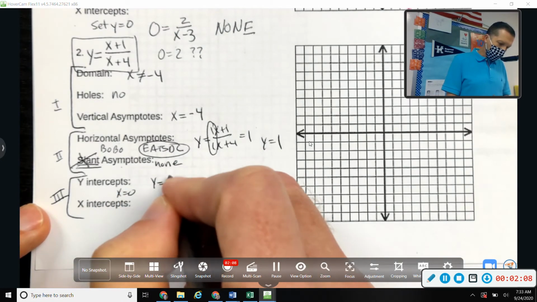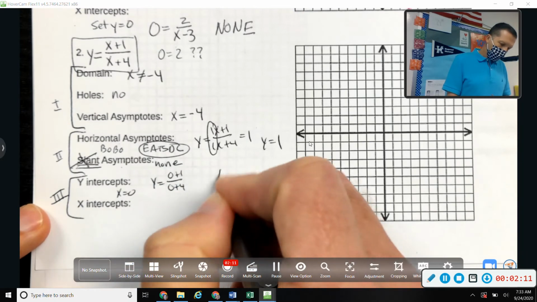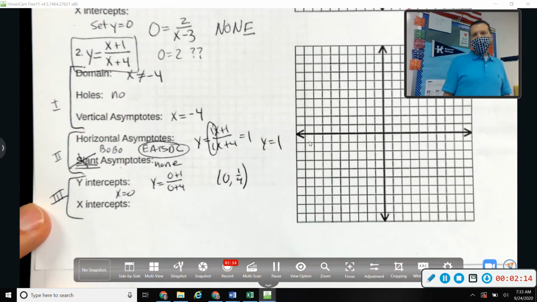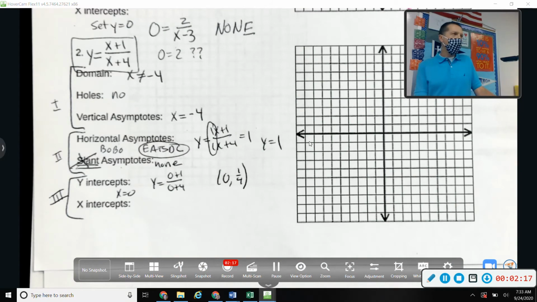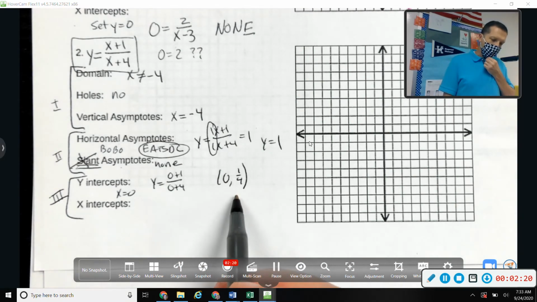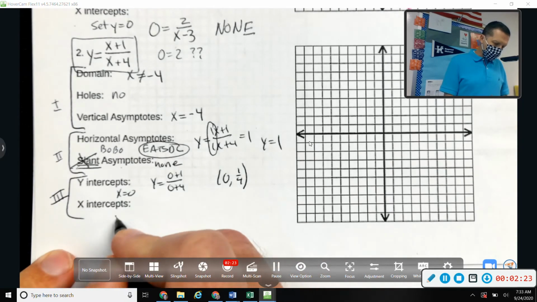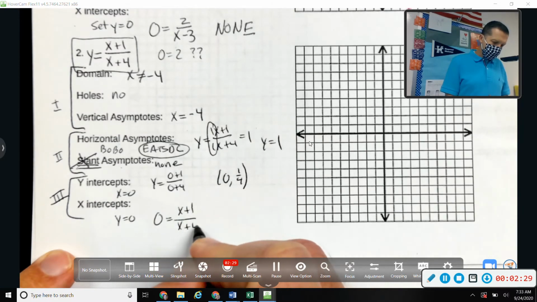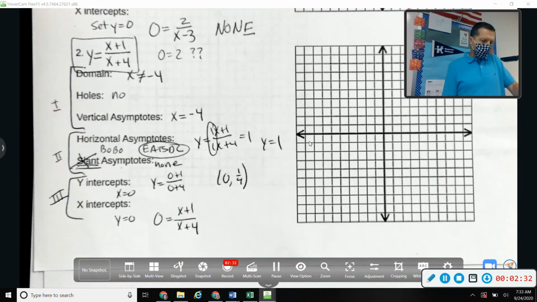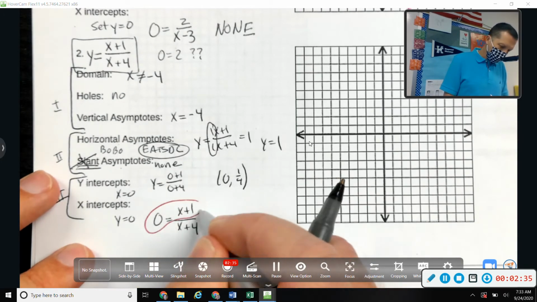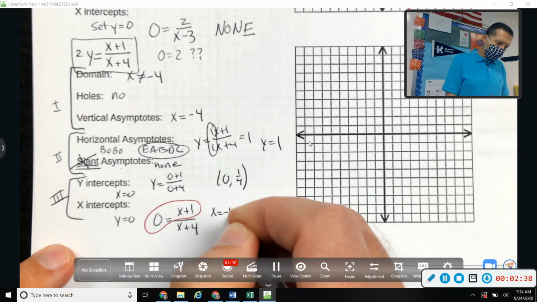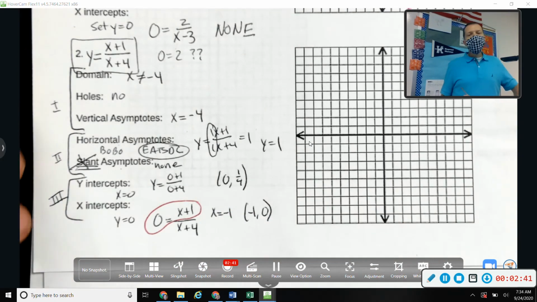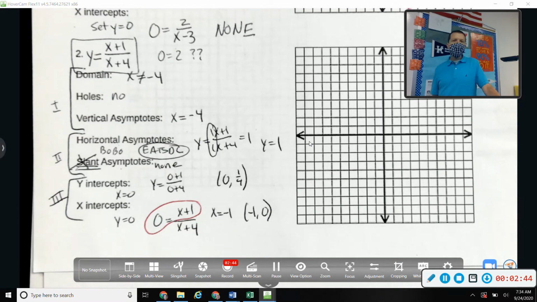Y-intercepts, set x equal to 0. So 0 comma 1/4. Another fraction, but again, not a big deal. We can figure out where 1/4 is. You don't have to be an expert to know that's a little bit more than 0. X-intercepts are where y is 0. But the only thing that makes a fraction 0 is if the top is 0. So x equals negative 1. The x-intercept is a point, so write it as a point. Don't just say x equals negative 1. There's all the info. Now it's time to put all that stuff on the graph.